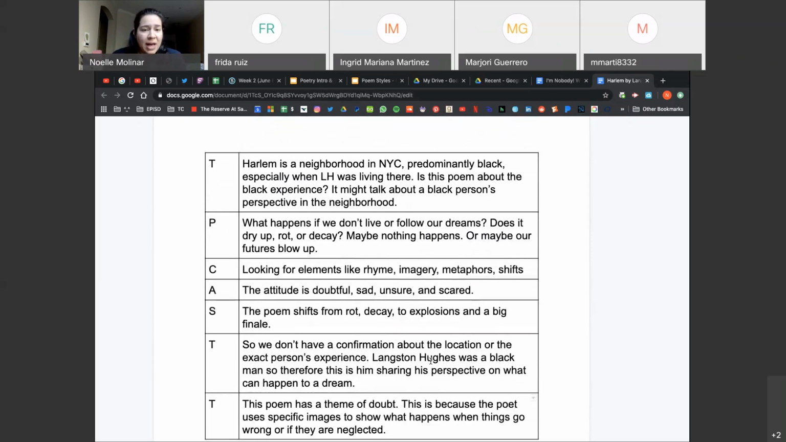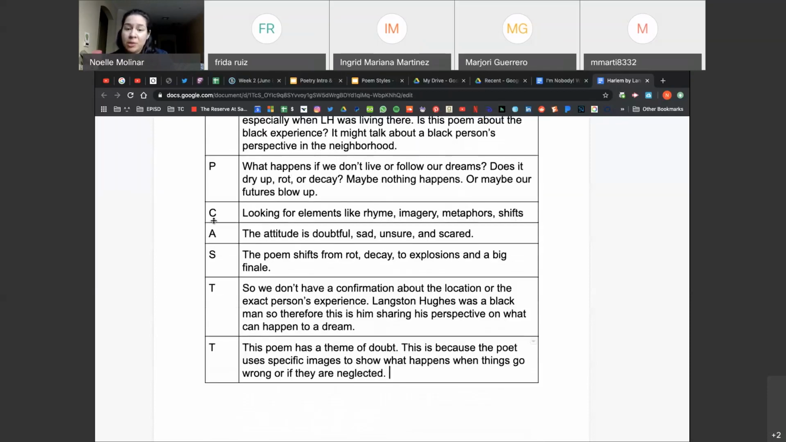Just like in math class, I don't know if some of you have Ms. Cantu or, what's her name? Villagrana or Carpenter, Miss Carpenter. But what do they tell you? Show your work. You can't just say, oh, X is 20. Well, how? Show your work. How did you get to X? And that's what we're doing here with TPCAST. You're showing how you thought about the title, how you paraphrased, what elements you looked for.